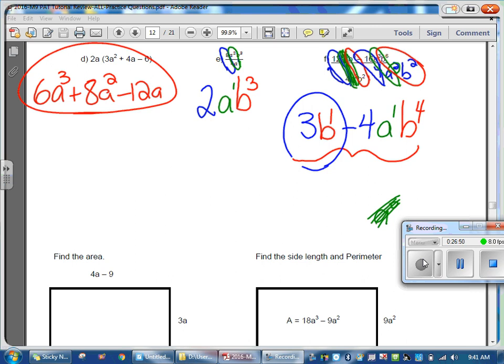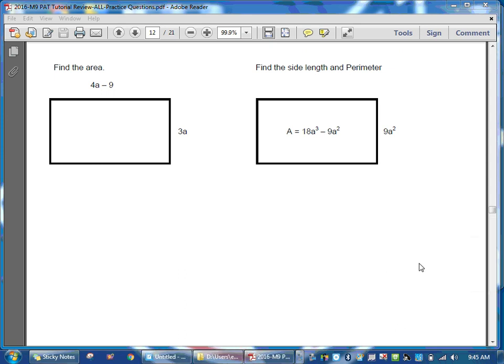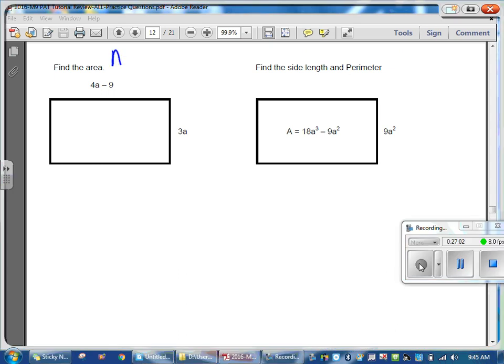Okay, finding the area. Area is always length times width of any rectangle. Well, there's our length. There's our width. So I'm going to take area equals. Always put your monomial, the one term, on the outside of the bracket first. So that means the 3a is going to go first. Then I open a bracket and I put my 4a, subtract 9 inside it. Okay? Now we multiply that 3a into the brackets.